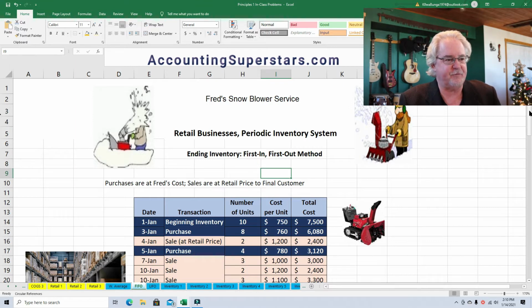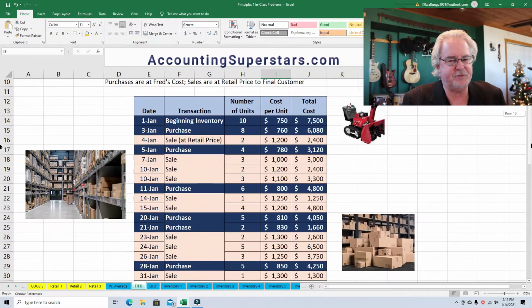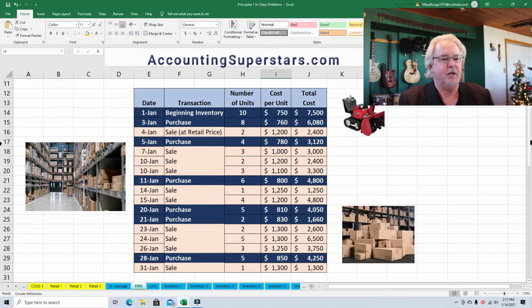So here's what we have. We've got Fred Snowblower Service. And Fred sells snowblowers and repairs snowblowers. Based on a true story, names are changed to protect the innocent. And what I've got here is a chart of Fred's activity for the month of January. Now, if you watch the inventory weighted average method, the numbers are the exact same thing, although the technique here is a little different. So what we're going to do is take the beginning inventory and the purchases, and put them down into a simpler chart.